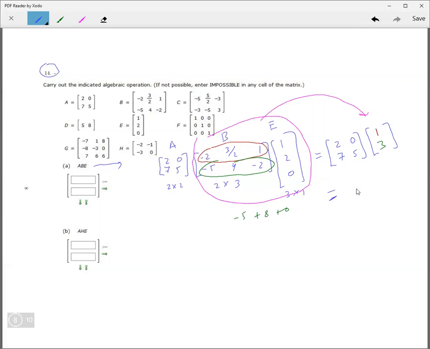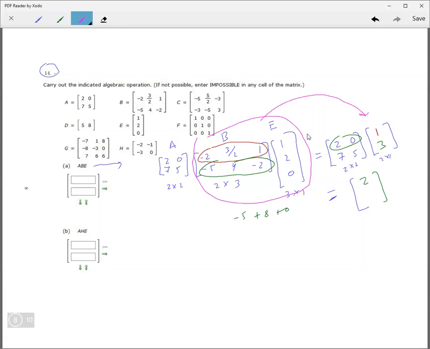Okay, so multiply these two together. This is 2 by 2, this is 2 by 1. So our result will just be 2 by 1 like this. So this row times this row times the column. So 2 times 1 is 2 plus 0 times 2, that's going to be 2.